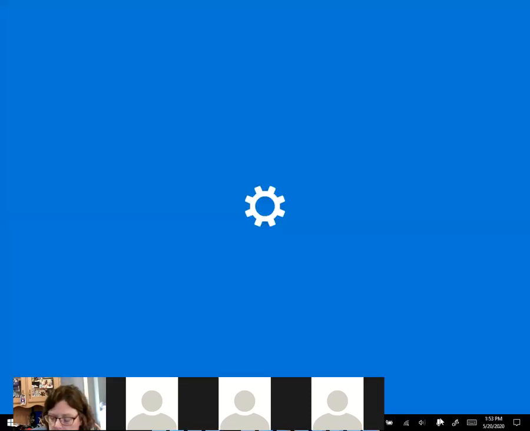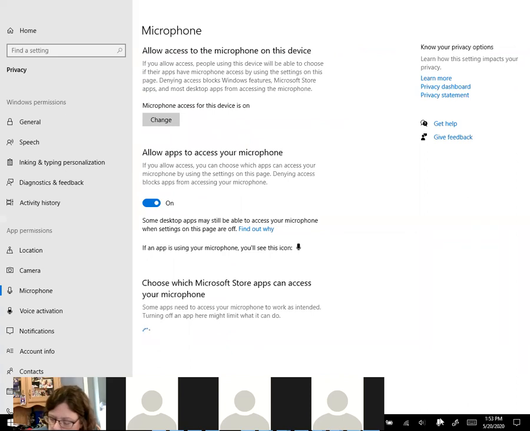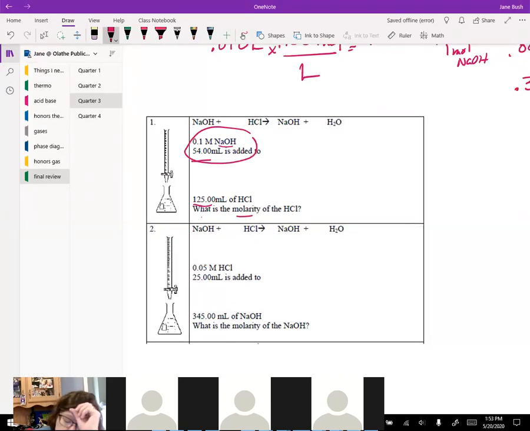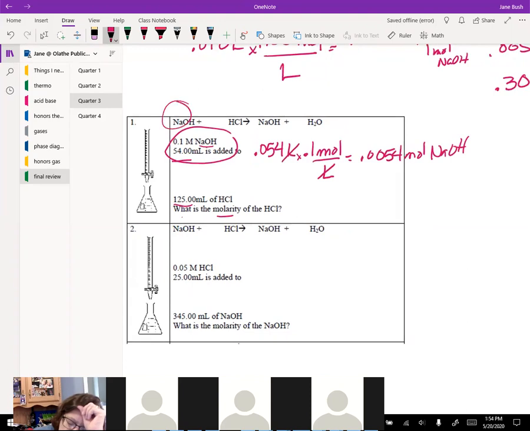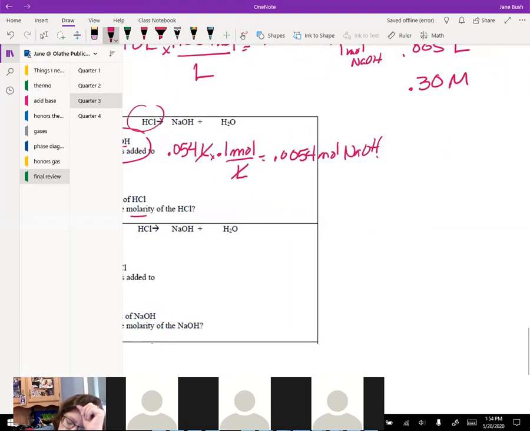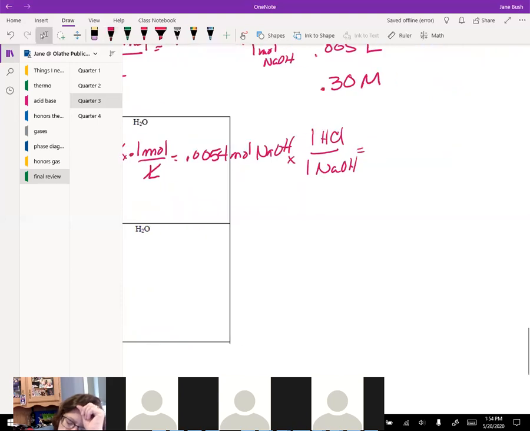We need to find the number of moles of NaOH. So we're going to take 0.054 liters times 0.1 molarity, which is moles per liter. Liters will cancel, and we're going to have 0.0054 moles of NaOH. What's my ratio of NaOH to hydrochloric acid? It's 1:1. That means that we have 0.0054 moles of hydrochloric acid.